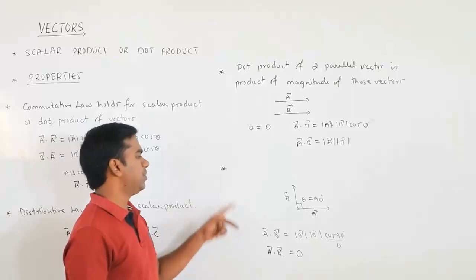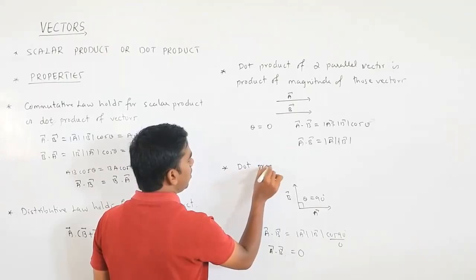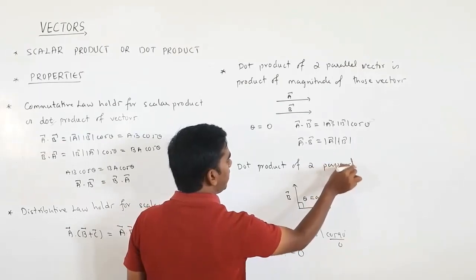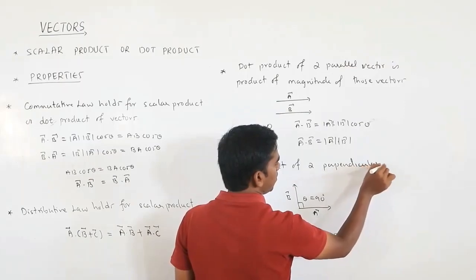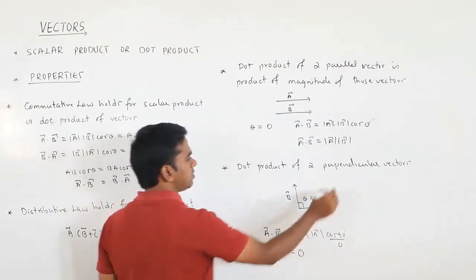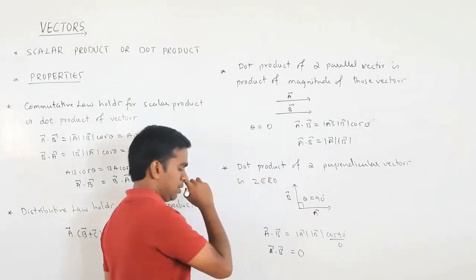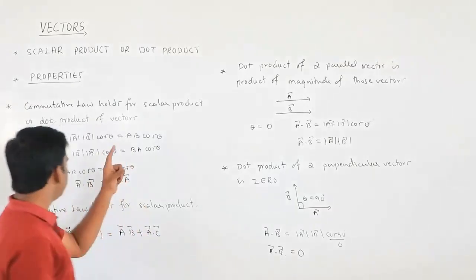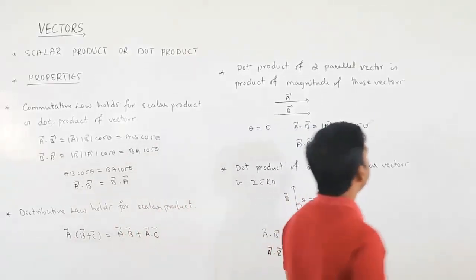So what can I write as the property? I can write it as: the dot product or scalar product of two perpendicular vectors is 0. They are parallel and these are perpendicular. So remember these four properties. They are very important. If you want, I can add one more.